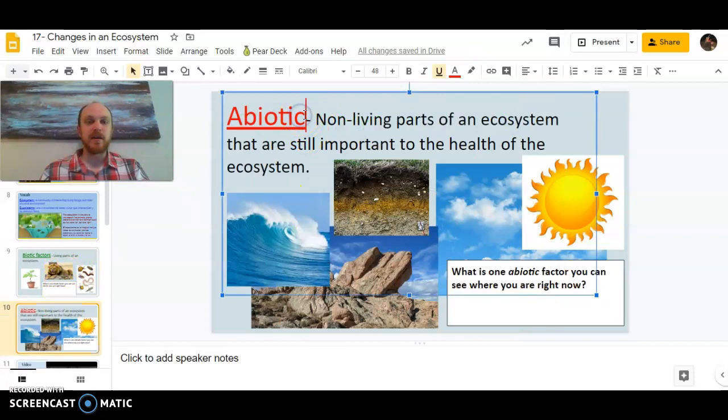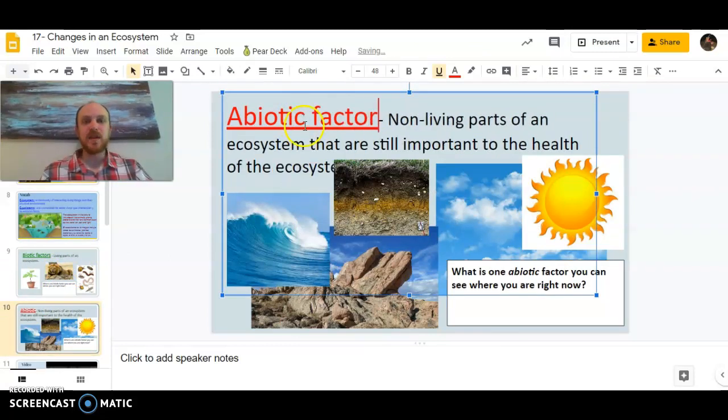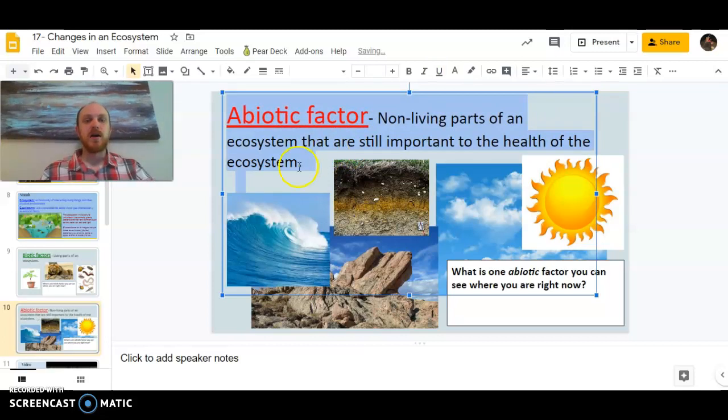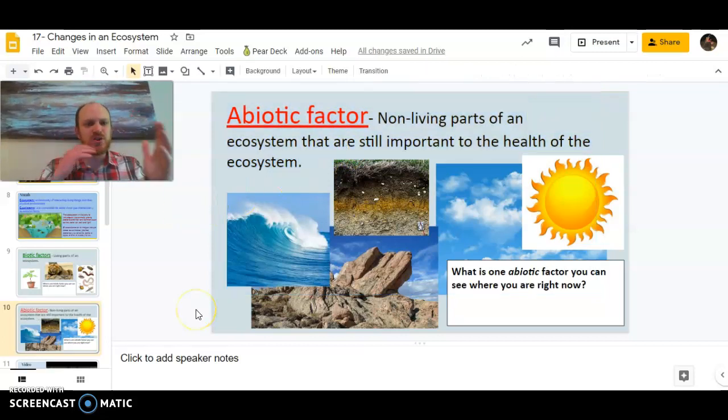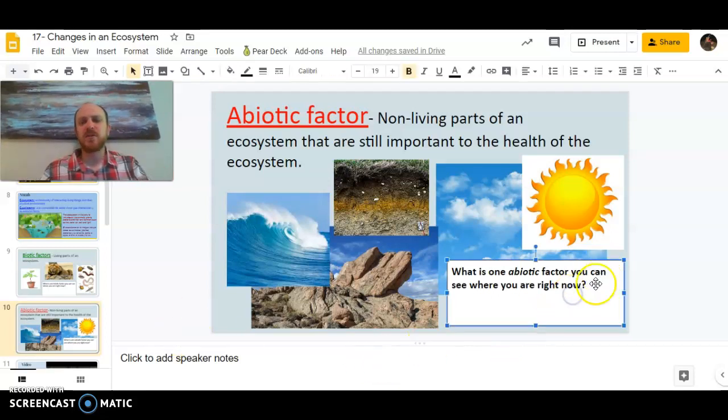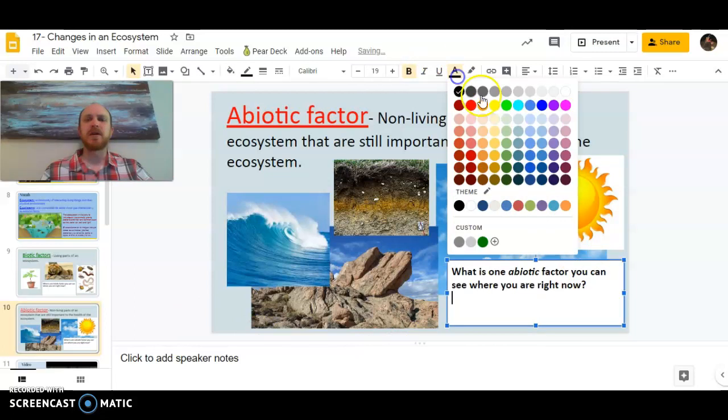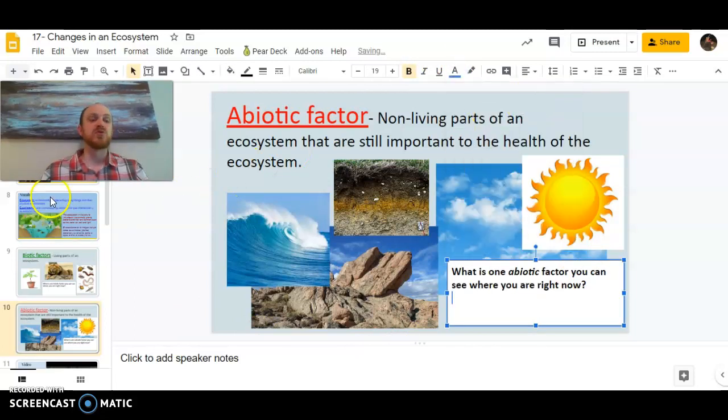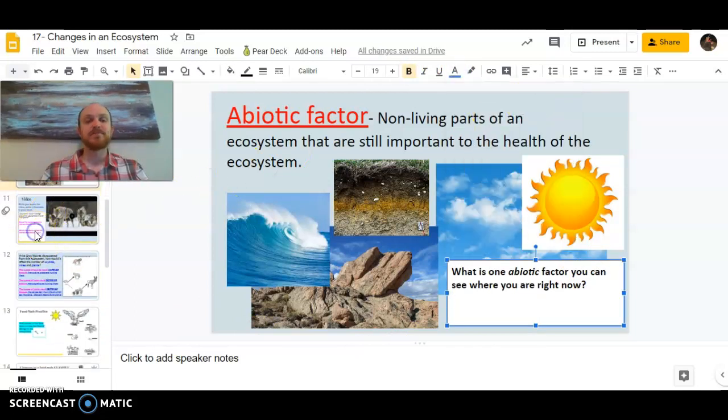What about abiotic factor? These are non-living things in an ecosystem, but they're still really important. Look at the pictures. You got water, dirt, sky, light, clouds, rocks. Still important. Tell me where you're sitting right now. What is one abiotic factor that's just around you right now in your little ecosystem?